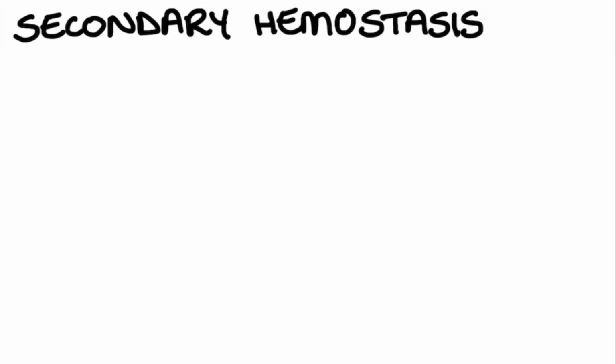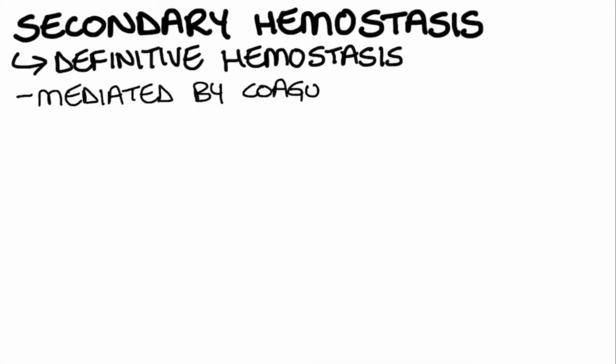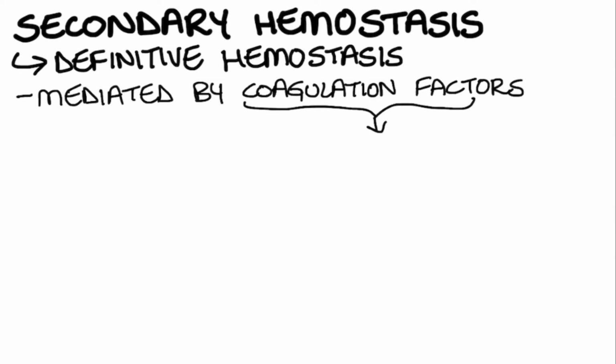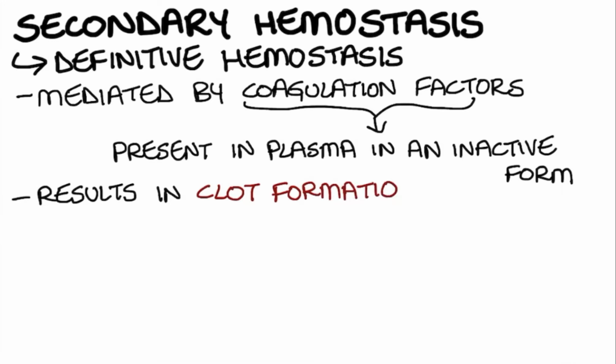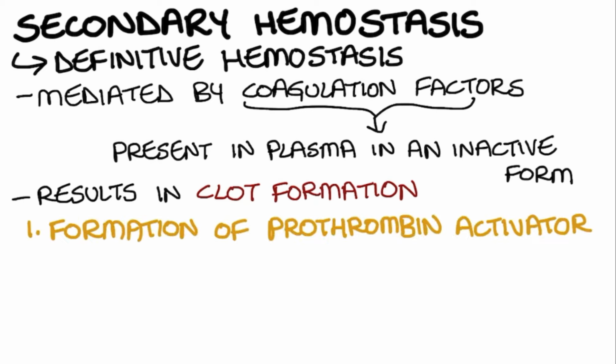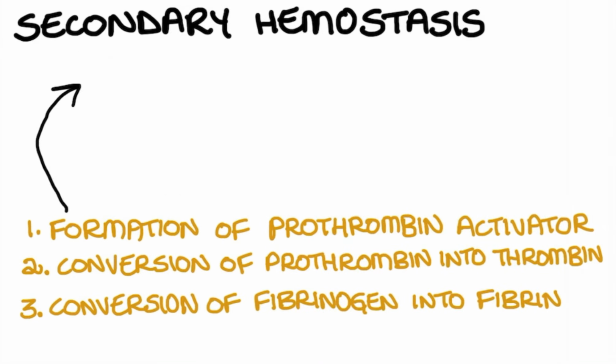Then we move to secondary hemostasis. It is also known as definitive hemostasis. It is mediated by coagulation factors. These are normally present in the plasma in an inactive form. Secondary hemostasis results in clot formation. This occurs in three major steps: formation of prothrombin activator, conversion of prothrombin into thrombin, and conversion of fibrinogen into fibrin. Formation of prothrombin activator.